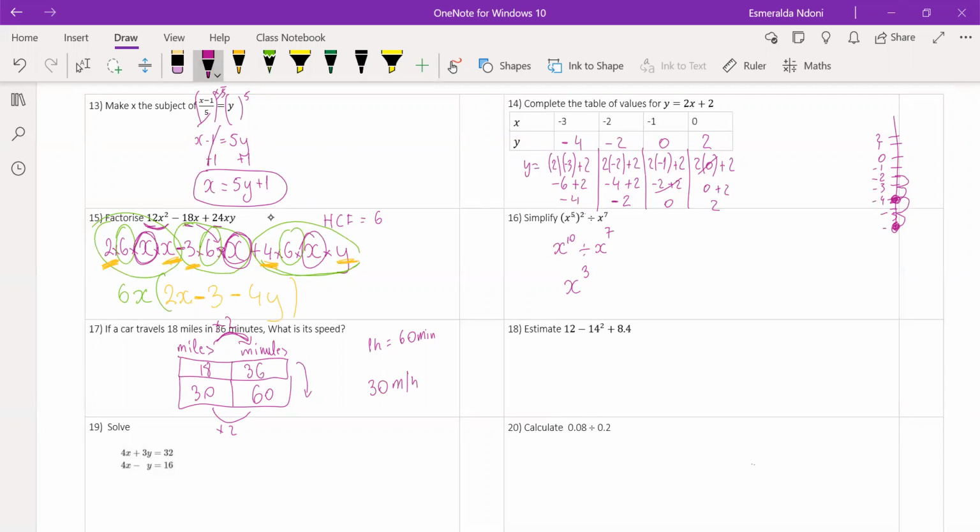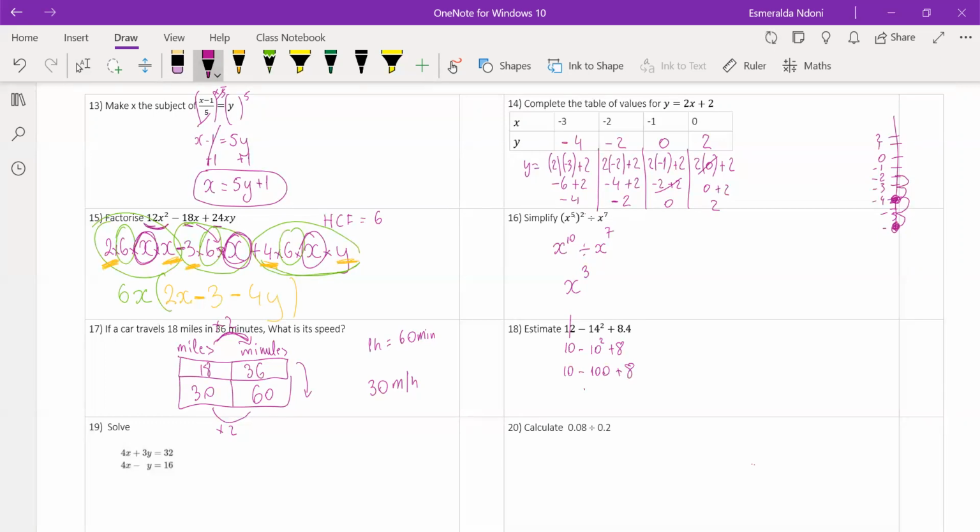Question 18. It's asking us to estimate. So to estimate, we need to round to 1 SF. Let's do the rounding first. That'll be a 10, 14 is a 10, and then 8.4 is an 8. Now we do the calculation.